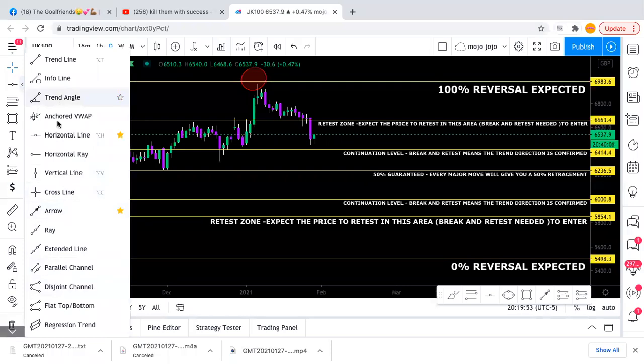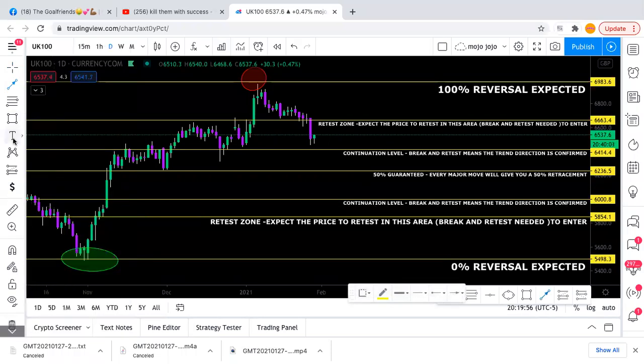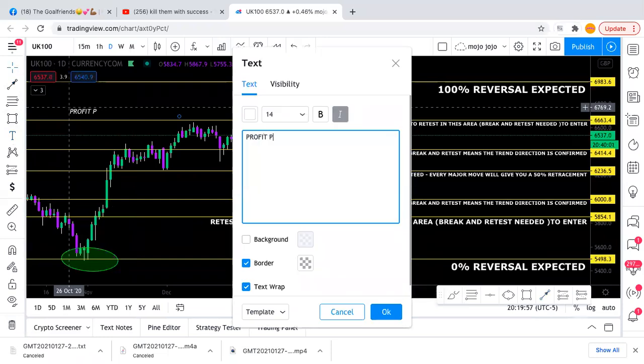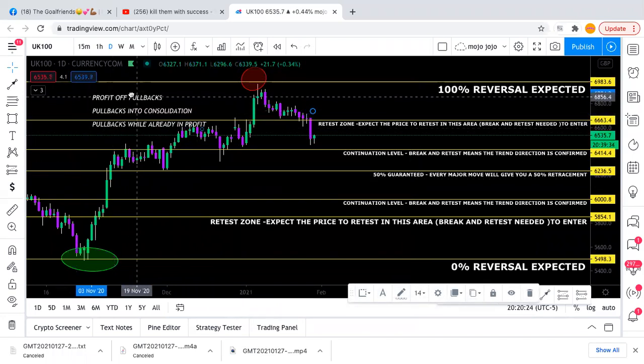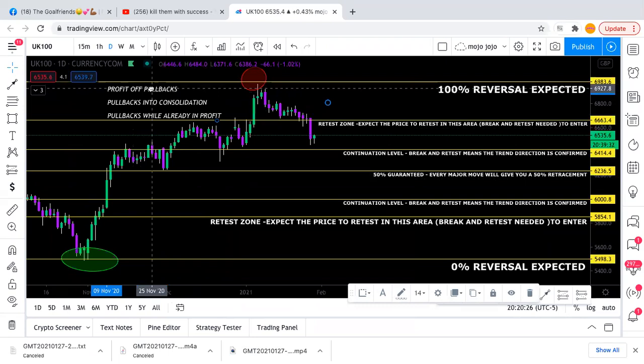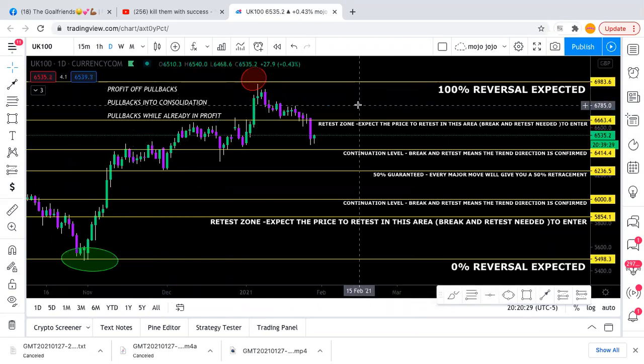Okay. So look, pops is profit off of pullbacks. Let me just write that down. There's one or two ways you can pop. You have pullbacks into consolidation, and you have pullbacks while already in profit. If you've ever been in a trade and you were up $40, and then next thing you turned around and looked, you were only up like $10, it's because price was pulling back.